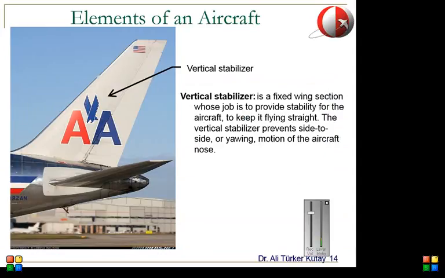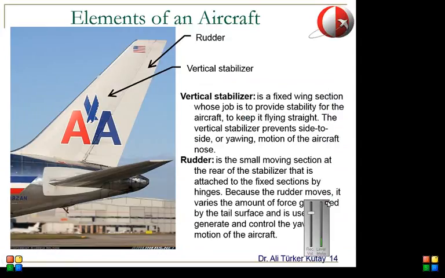Okay, and then there's a moving section at the back of this vertical stabilizer, which is called the rudder. The vertical stabilizer itself is a fixed surface, but the little part at the back is moving. So this can be moved to the left or to the right. This is a small moving section at the rear of the stabilizer that is attached to the fixed sections by hinges. And because the rudder moves, it varies the amount of force generated by the tail surface and is used to generate and control the yawing motion of the aircraft.